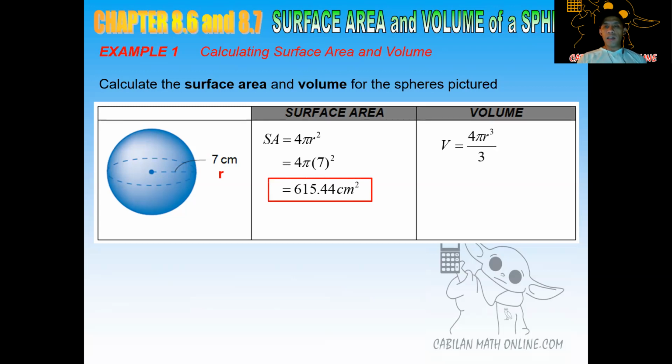Now for the volume. As I said before, you have to be a little bit careful because the r here is cubed. When you do that, you should get 1,436.03 cubic centimeters. So that's the basic calculation for a sphere.